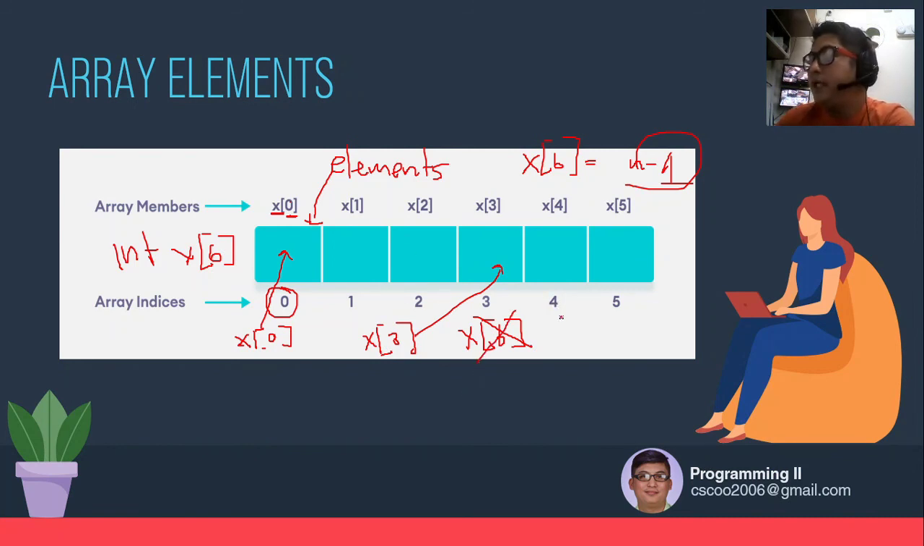Because we don't have elements that has an address of element number 6. Clear? I hope clear siya.